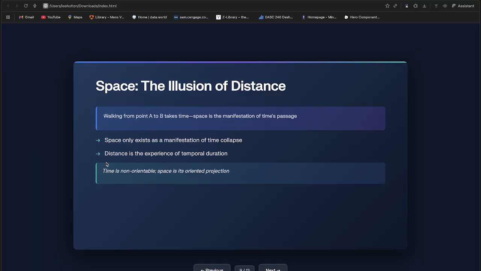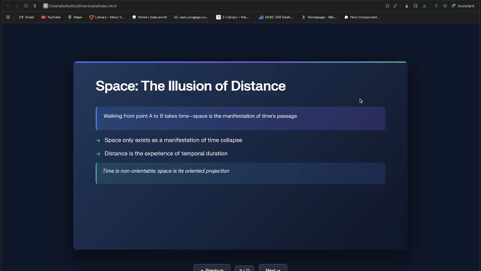Space is not fundamental, right? We can abstract this because we understand that it emerges through time collapse. When moving from point A to point B, what's measured is time's passage, not necessarily distance, right? Space is just the projection of oriented time. If I start at point A and I walk 5 minutes, the distance I covered is a projection of the passage of time, right?